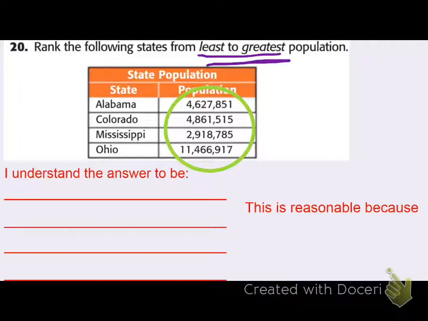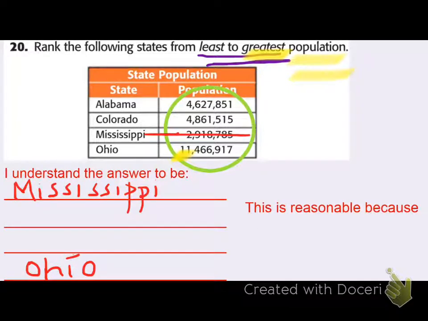We can look all the way over to the left to see that we have 11 million. So that's got to be the greatest value. But again, I'm not looking for the greatest to be written first. They want the population that's the least or the smallest value. And so if I look at the other 3 values, 2 in the millions place, Mississippi has the lowest value. That state has the lowest population. So I can write Mississippi as the first value.